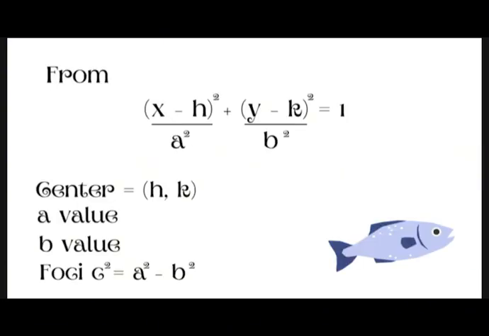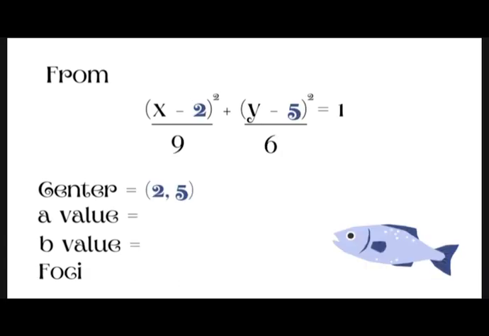From x minus h squared on a squared plus y minus k squared on b squared equals 1, we can find the center from h, k, our a value, which is the distance between center to major or minor axis, and the b value, which is also the distance between center to major or minor axis, and the foci, which is calculated as the distance from the center along the major axis, from c squared equals a squared minus b squared.